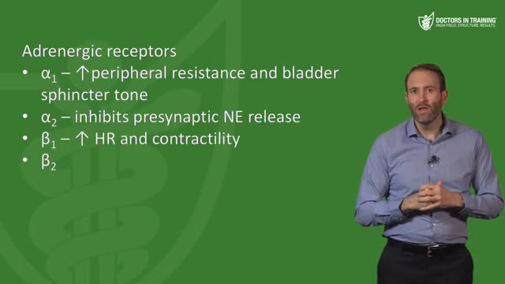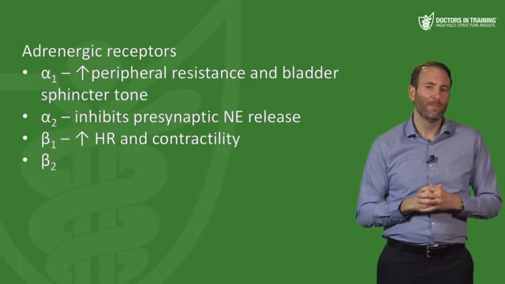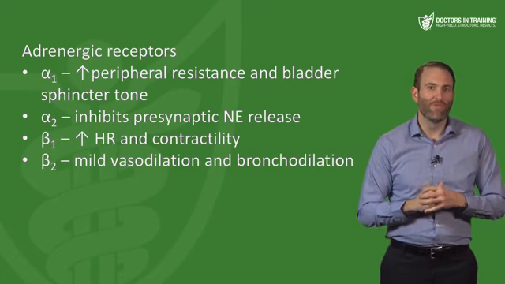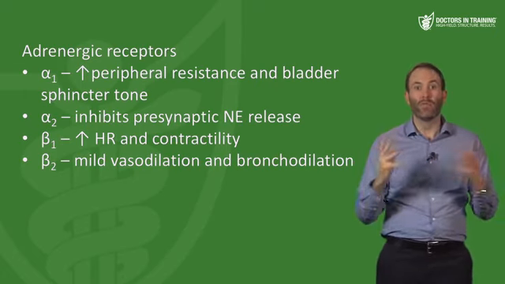And then beta 1 increased heart rate and contractility. Beta 2 caused mild vasodilation, and then more importantly, bronchodilation. Now the drugs we talked about vary depending on their effect on each one of those receptors that are found in different concentrations throughout the body.